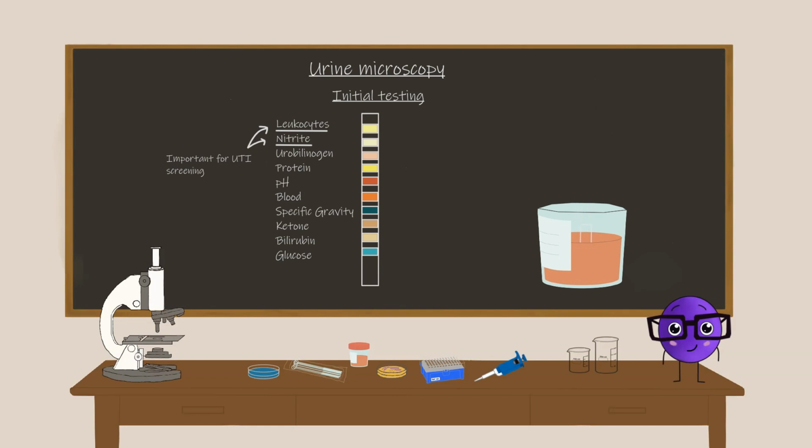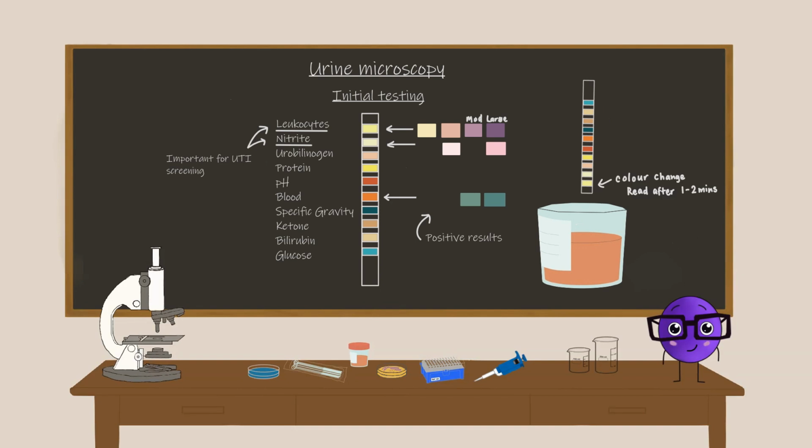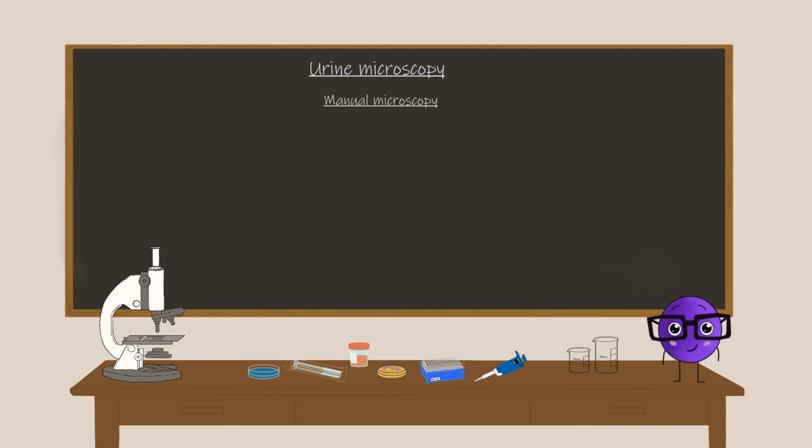High number of white blood cells in urine often indicates the presence of an infection. However, because it can also be associated with other clinical diseases, it isn't specific to UTIs. It is important to note that a dipstick is used as a screening tool, and abnormal results should not be taken as a definitive diagnosis. Further testing is required. Manual microscopy.